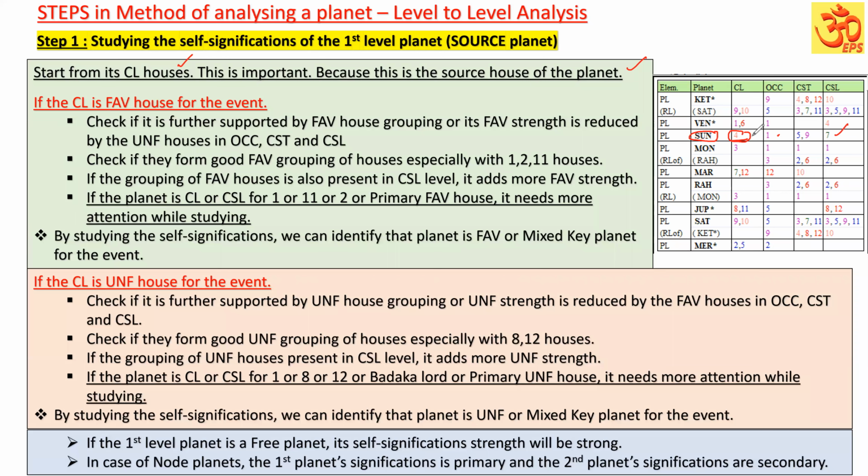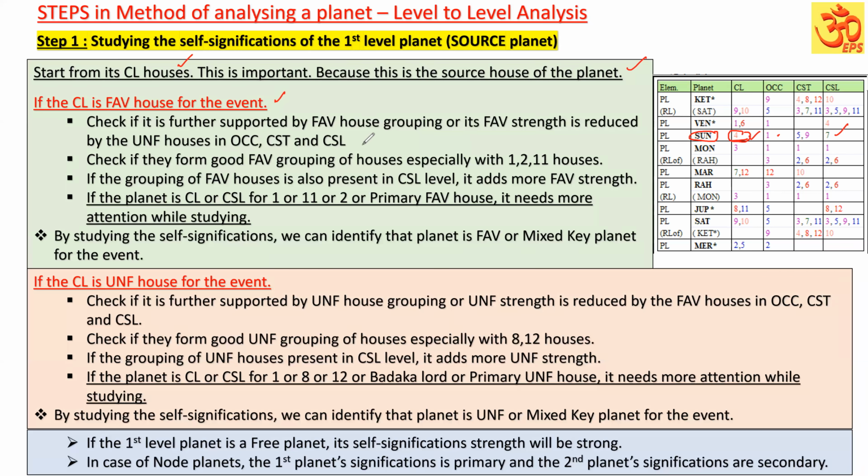Out of them, CL is important. We have to start from that. If the CL is a favorable house for the event, check if it is further supported by favorable house grouping, or if its favorable strength is reduced by the unfavorable houses in OCC, CST, and CSL.